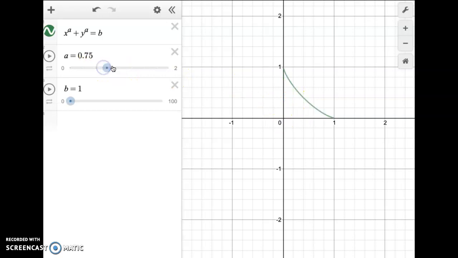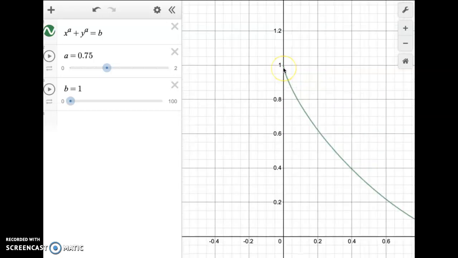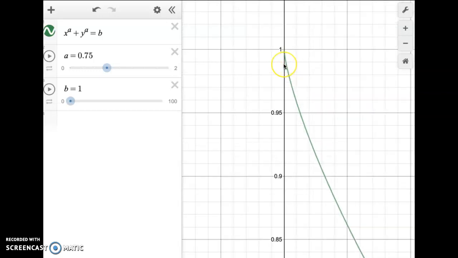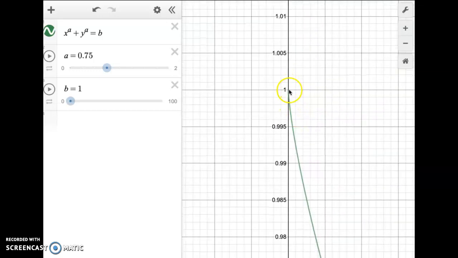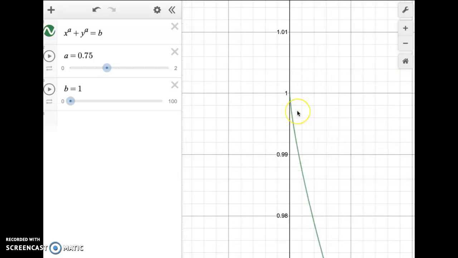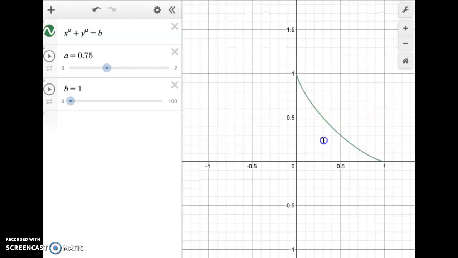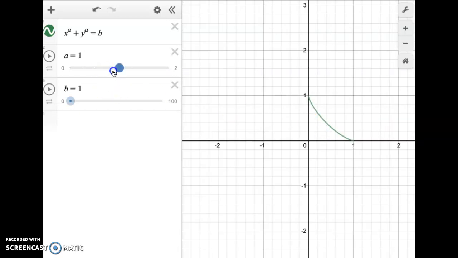So at 0.75, I'm merging towards a straight line, but I'm not quite there yet because I do have some curvature, and it still does seem that I pass through the points 0, 1, and then the other point would be 1, 0. So now I'm going to move on to 1. We know that's a straight line. And then for 1.25, I see that my curve has now gone upward. So rather than merging towards the origin, we're now merging away from the origin. And this continues to happen throughout until I'm back at my circle.